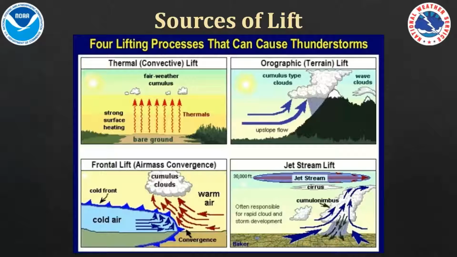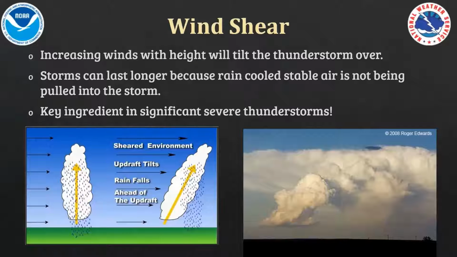And then also we have frontal lift created by convergence along either a cold front or a warm front, and that will create cumulus clouds, and if those cumulus clouds grow far enough, you can get a cumulonimbus cloud, which will create a thunderstorm. And you can get lift from the other 2 types here, thermal lift and jet stream lift, but again, since we've got a short period of time, I'm not going to get too much into those today.